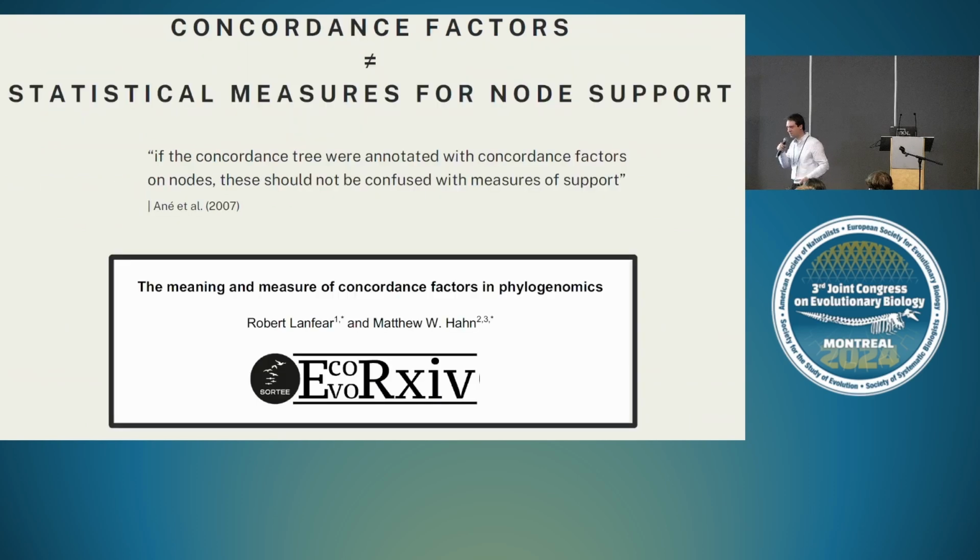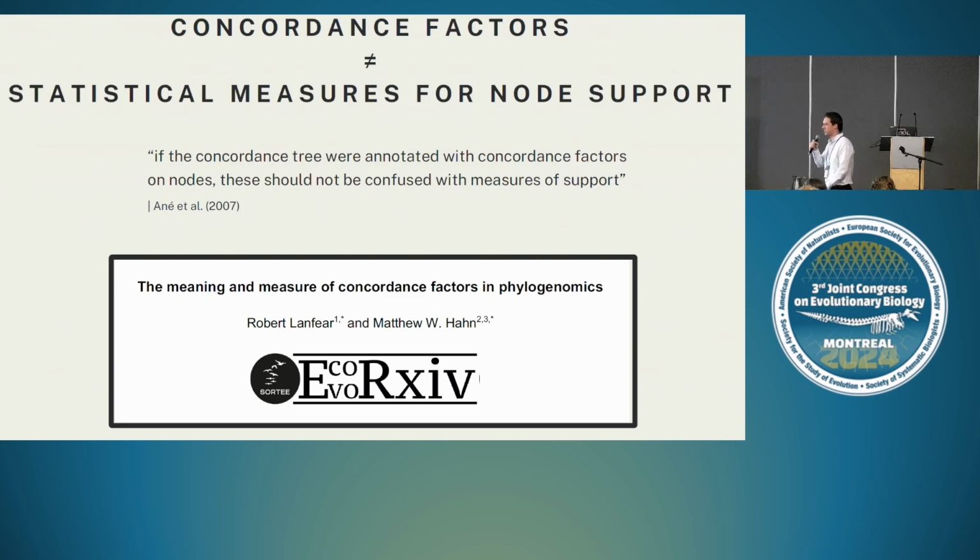Now here's the main message of my presentation, which is that concordance factors are fundamentally different from statistical measures of support like bootstrap or posterior probability. I'm definitely not the first one to say this or to point this out. From its very inception, it's been said that if the concordance tree were annotated with concordance factors on nodes, these should not be confused with measures of support.